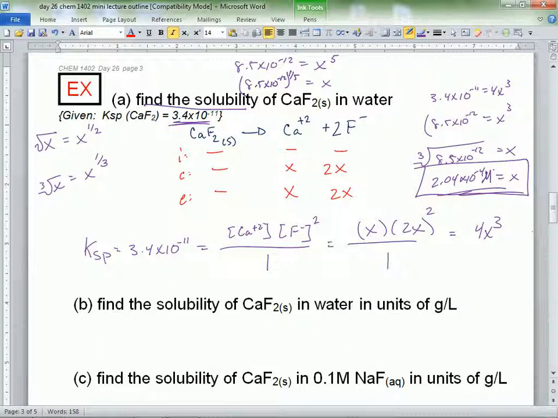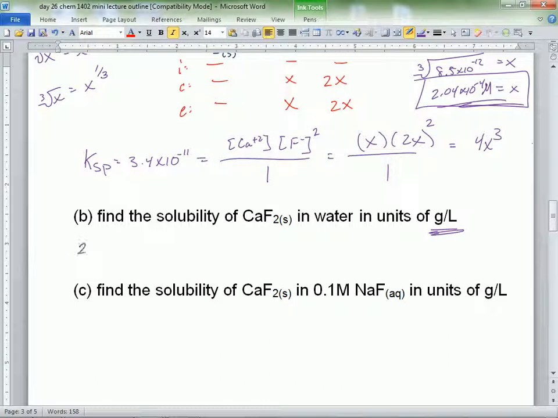Find the solubility in units of grams per liter. Well, we had 2.04 times 10 to the negative 4, right? Now, molar is what over what? Moles over liters. We want to get it into grams over liters. The liter part, don't mess with. We have to go from moles to grams. Well, to go from moles to grams, what do you use?